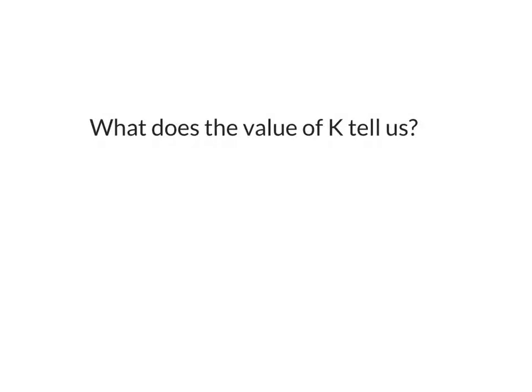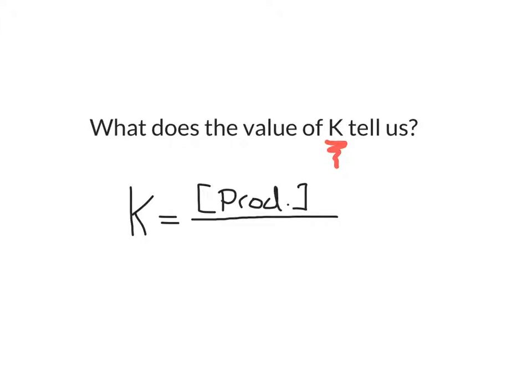In this video, we're going to discuss what the value of K tells us, K being the equilibrium constant. So it's the concentration of the products raised to their stoichiometric coefficients divided by the concentration of reactants raised to their stoichiometric coefficients.